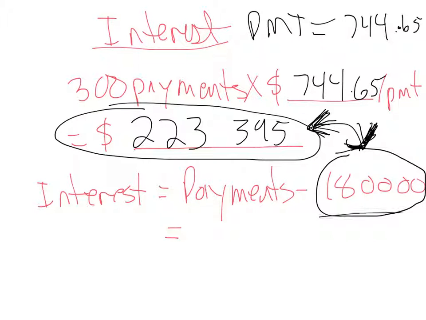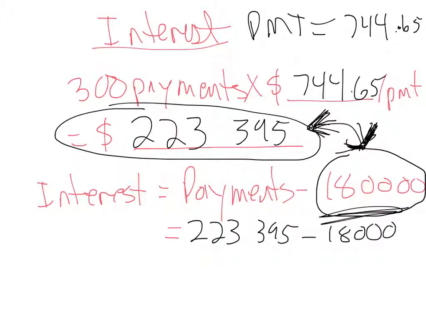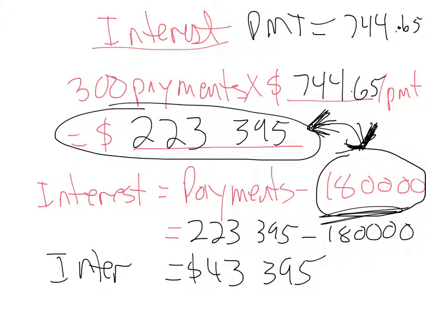Anyway, so that's $180,000 right there. In total, we have to take our payments, which are $223,395. Take off how much the loan is worth, and that difference represents our interest. And so in this case, our interest is $43,395. And that's how much interest we paid in total on that home.